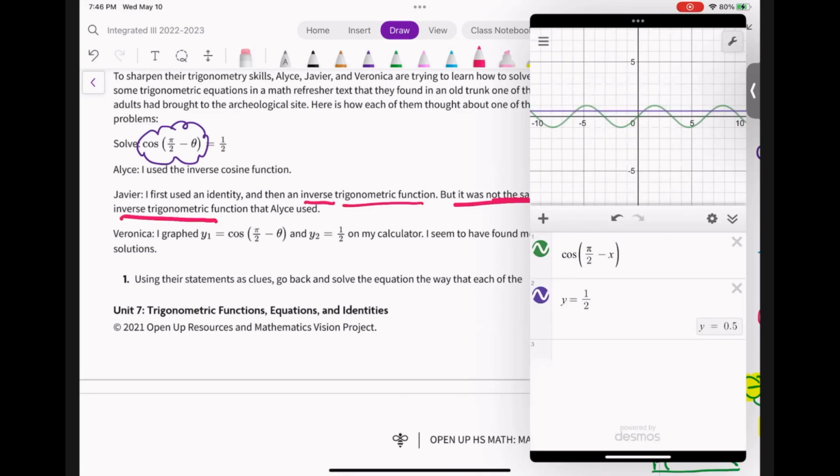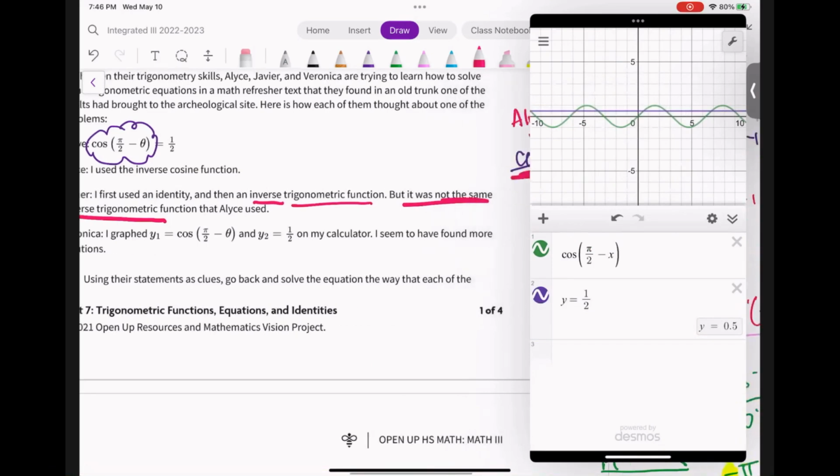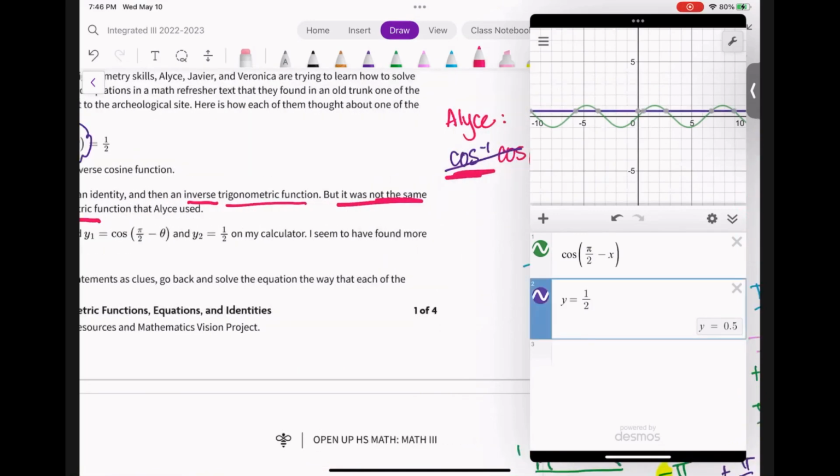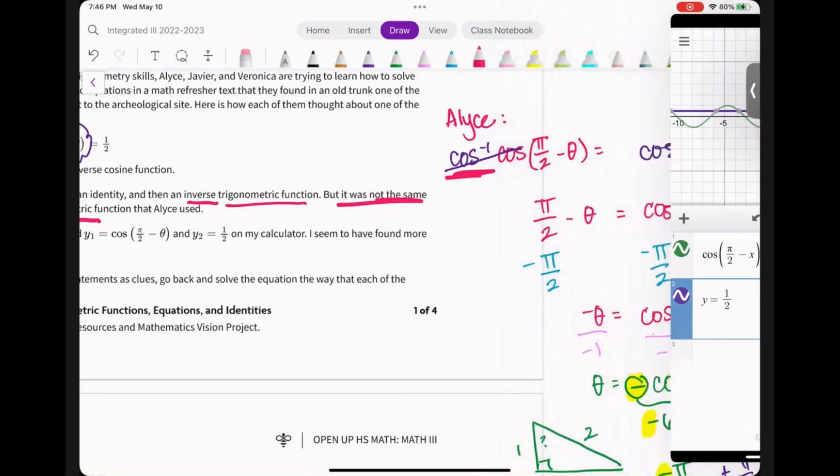And so she says, I seem to have found way more solutions. So the solutions here are going to be all the places where these two lines meet up. So there's our answer, pi over 6 right there. You see it? But our answers are also 5 pi over 6 and 13 pi over 6 and 17 pi over 6. Okay, so we did all of them.